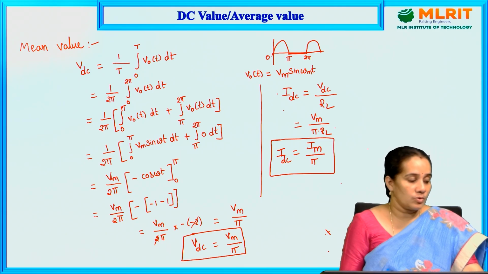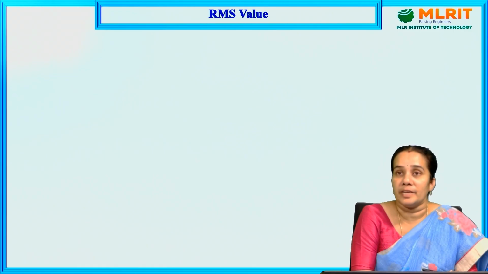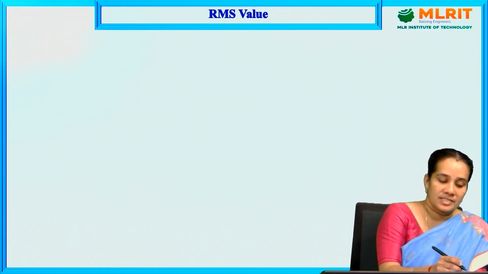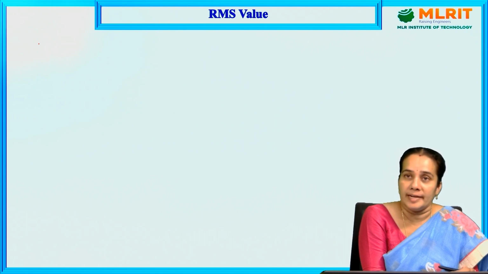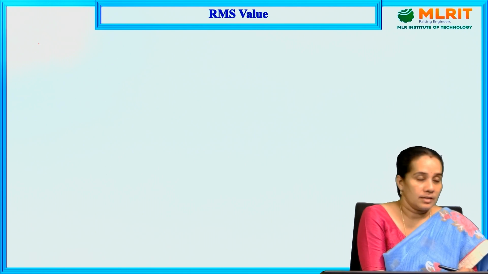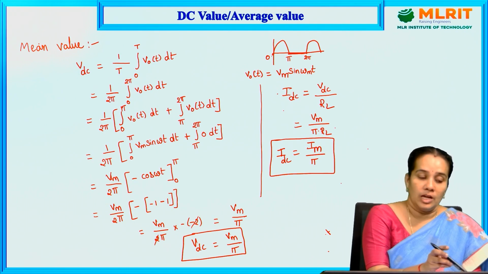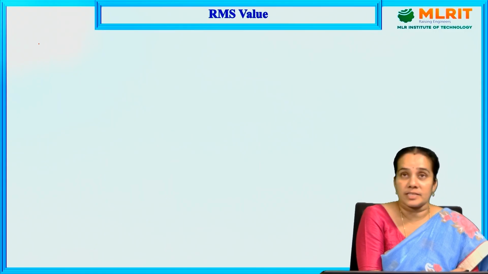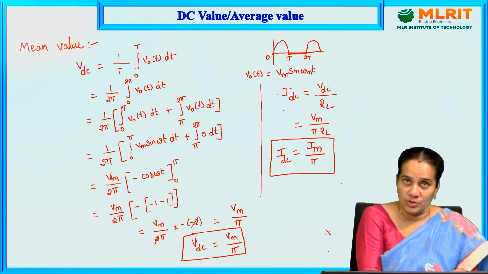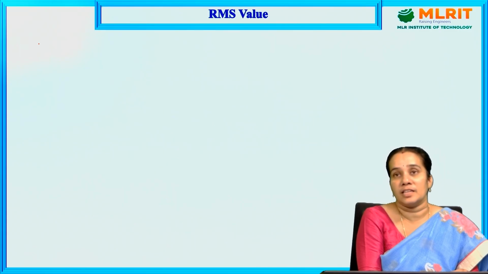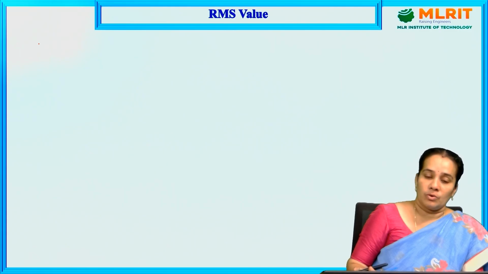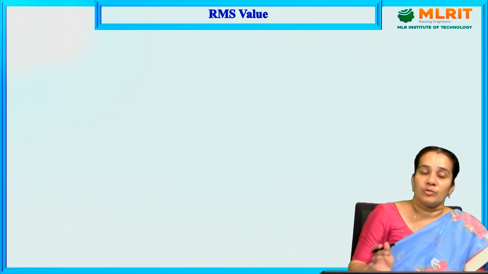And next, we have to discuss the root mean square value, the RMS value. In the last part, we discussed the mean value. Now, we are discussing the root mean square value. Mean value is used to calculate the DC value, and RMS value is nothing but the AC value. Now, we are calculating the RMS value.